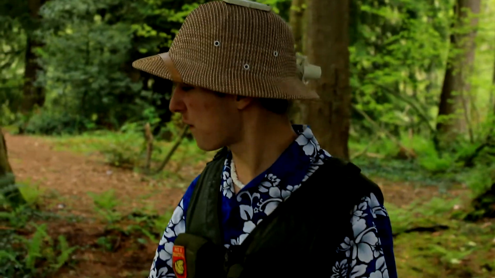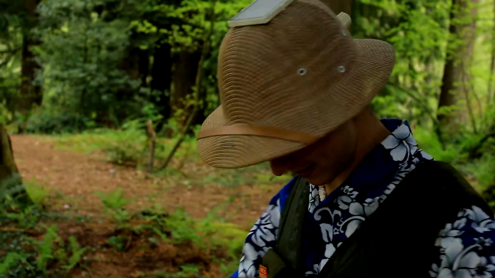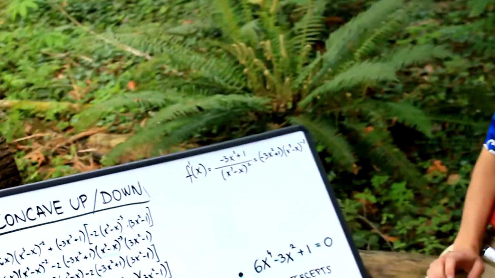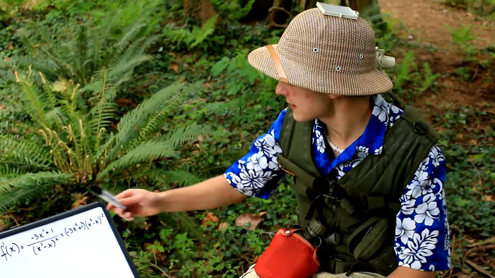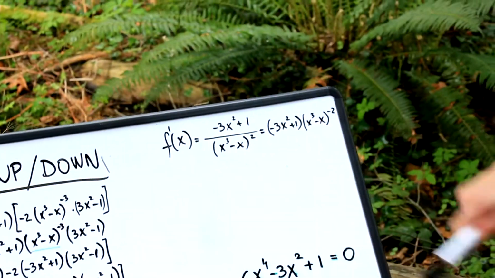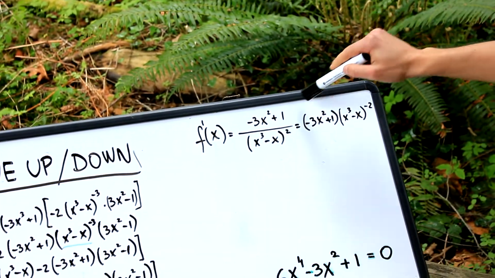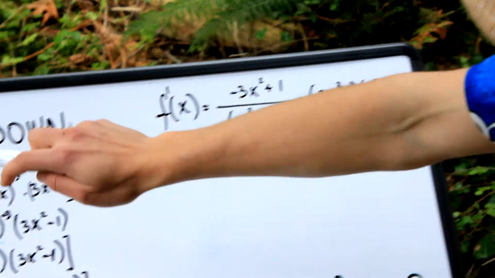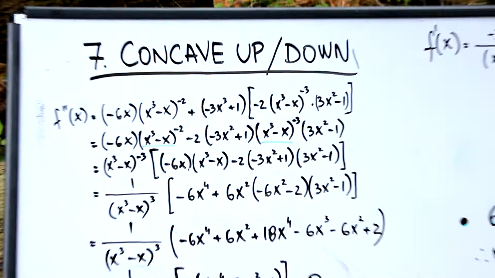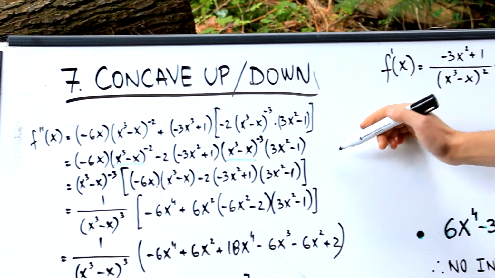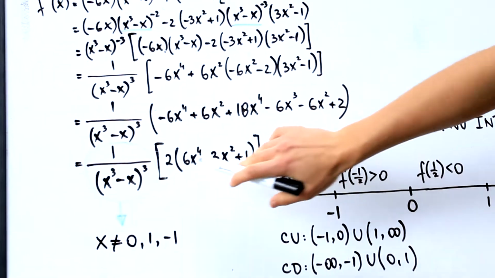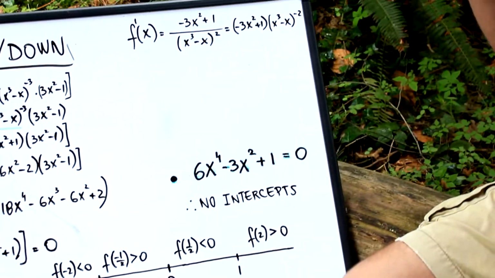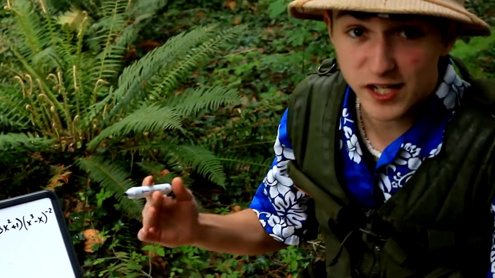So, let's solve for concave up and concave down. If you want to solve for concave up and down, you must take your prime function and prime it again. Here's our primed function. You will use the product rule to find the double prime. You follow this process and you should end up with this right here. You set this whole function equal to 0 and you solve for any inflection points or restrictions.